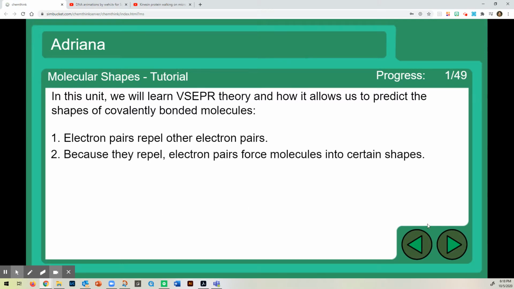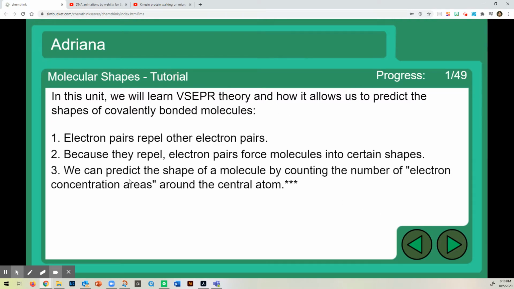Because they repel, they force molecules into certain shapes because they want to get as far away from each other as they can. And we can predict the shape of a molecule by counting the number of electron concentration areas around the central atom. We're going to talk a lot more about what that means. So this phrase right here is going to be the most difficult to understand right now. What I want you to know is that just using the idea that electron pairs want to get as far away from each other as possible, we're going to be able to predict the shapes of molecules.